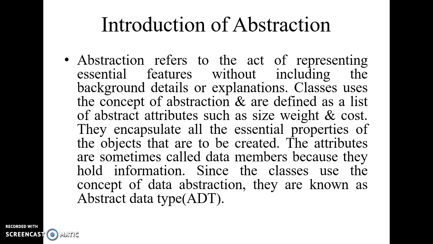Introduction of Abstraction. Abstraction refers to the act of representing essential features without including the background details or explanation. Classes use the concept of abstraction and are defined as a list of abstract attributes such as size, weight, and cost. They encapsulate all the essential properties of the object that are to be created. The attributes are sometimes called data members because they hold information. Since the classes use the concept of data abstraction, they are known as abstract data types.